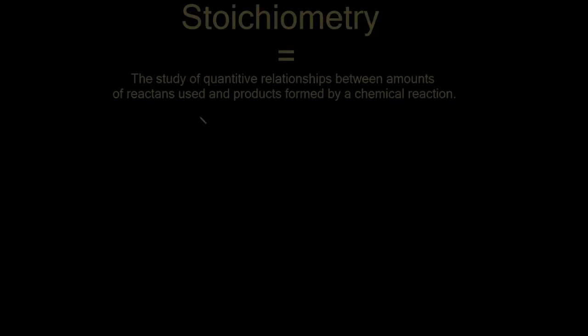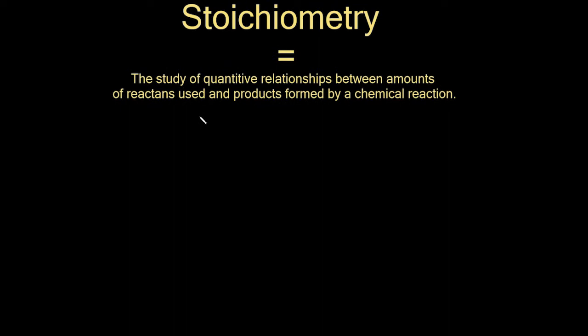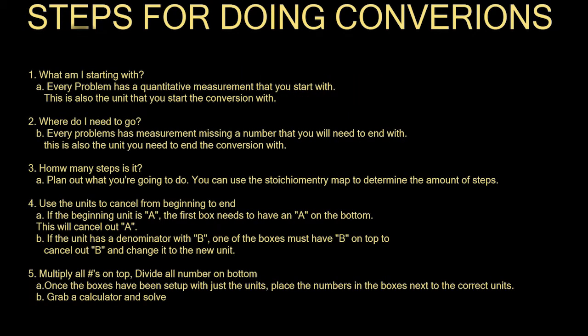3, 2, 1. Stoichiometry. Stoichiometry is the study of quantitative relationships between amounts of reactants used and products formed by a chemical reaction. There are 5 steps for doing conversion. Every problem has a quantitative measurement that you start with. It also has a unit that you start the conversion with. Every problem also has a missing number and a missing unit that you want to end with.